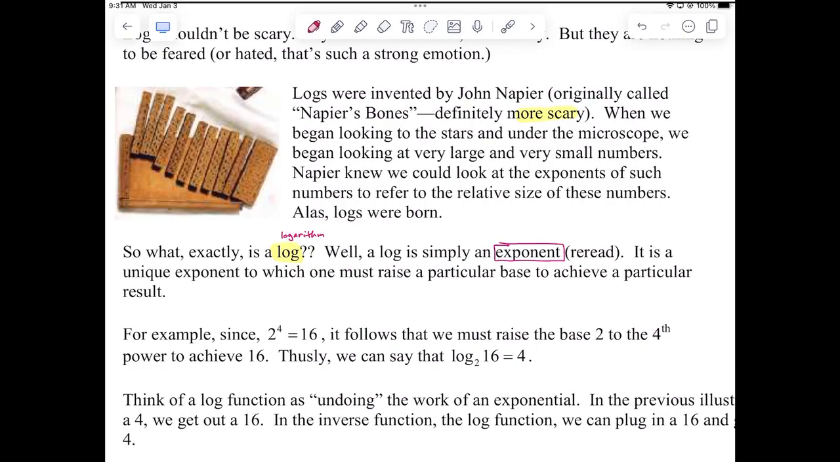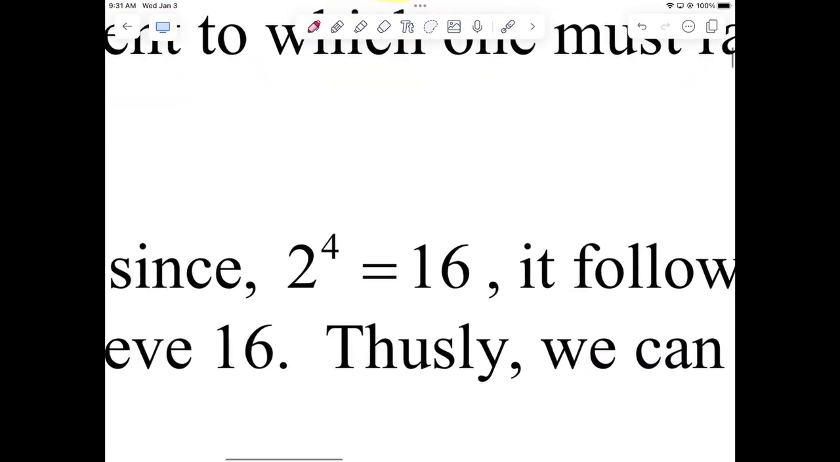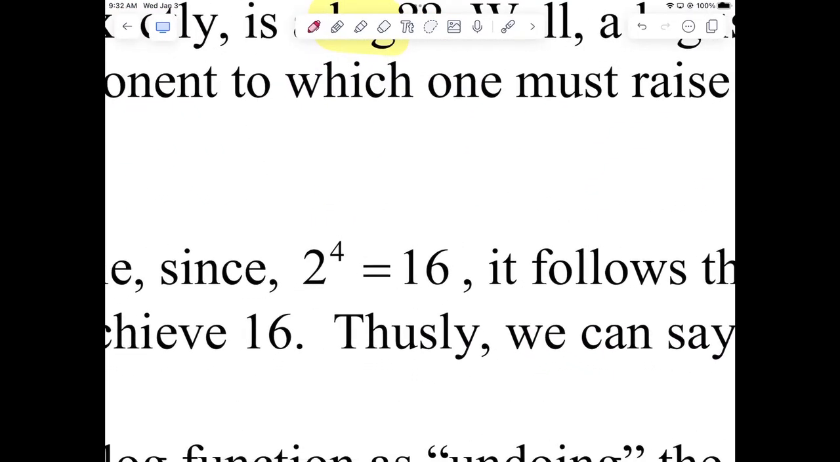Here's what it is. It is the unique exponent to which you must raise a particular base, like base 10 or base 5 or base e, to achieve a particular result. For example, I say 2 to the 4th equals 16. Would you agree with that? 2 to the 4th is equal to 16. That's a mathematical sentence. It's true. And of course, on this side, that means 2 times 2 times 2 times 2, just to review what the exponent means. The exponent means that we have 4 factors of the base. We call 2 the base.